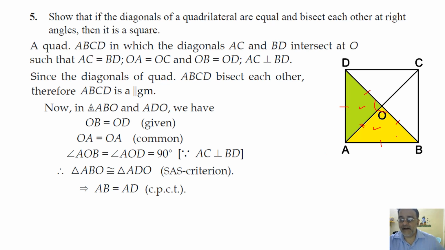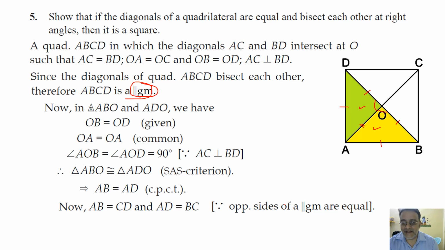CPCD. But AB और CD दोनों इक्वल है, BC और AD भी दोनों इक्वल है. क्यों? Why? Opposite sides of parallelogram. Yes, opposite sides of parallelogram are equal. So ध्यान से देखो, AB और AD equal proof किए हम लोग यहाँ पर, and these two are equal. So therefore all sides are equal. So second part is also over.